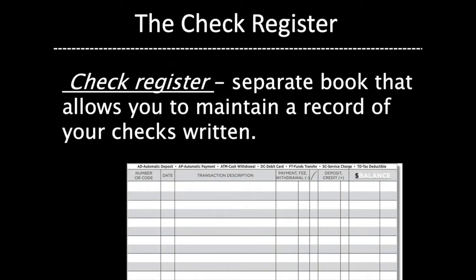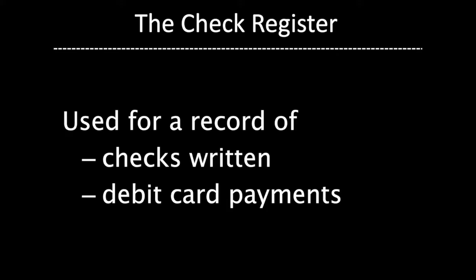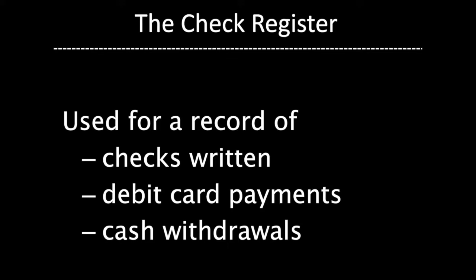The second one, and probably the most common, is the check register. The check register is a separate book that allows you to maintain a record of your checks written. The check register is used for a record of the checks that are written, debit card payments, and cash withdrawals.